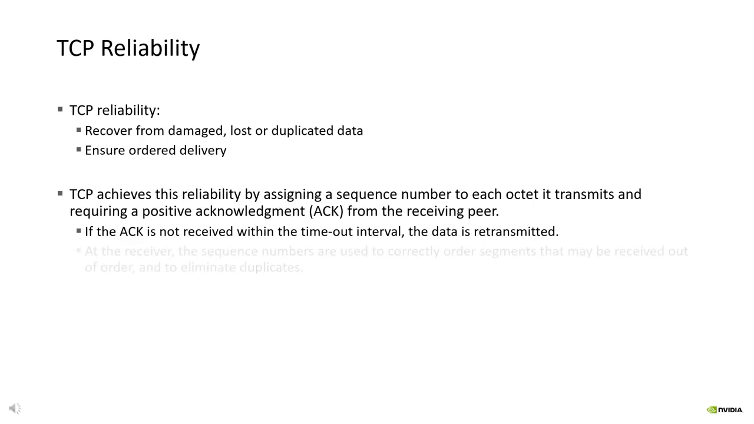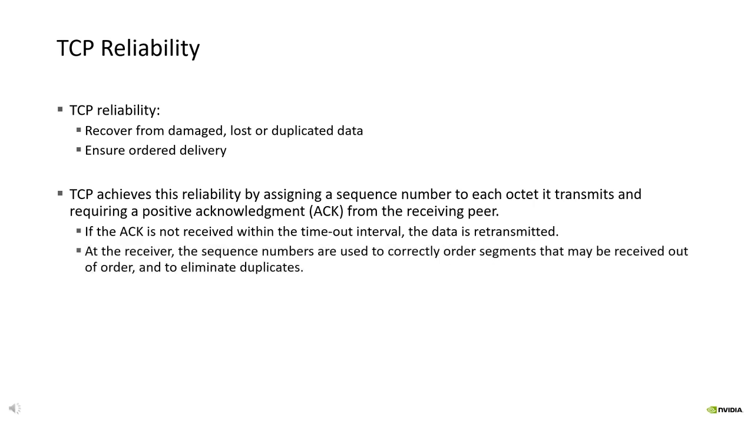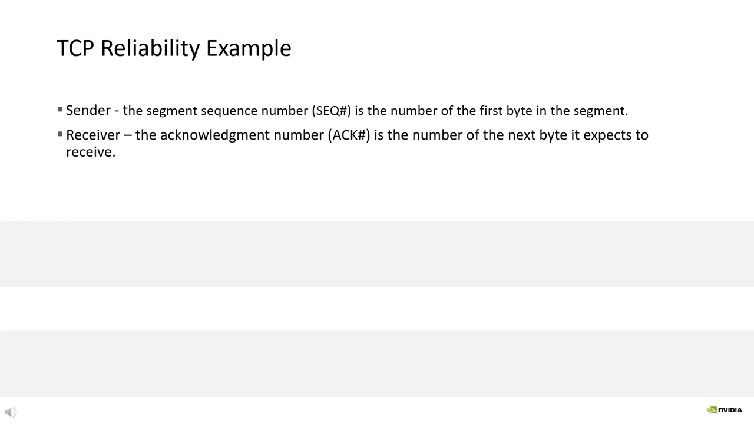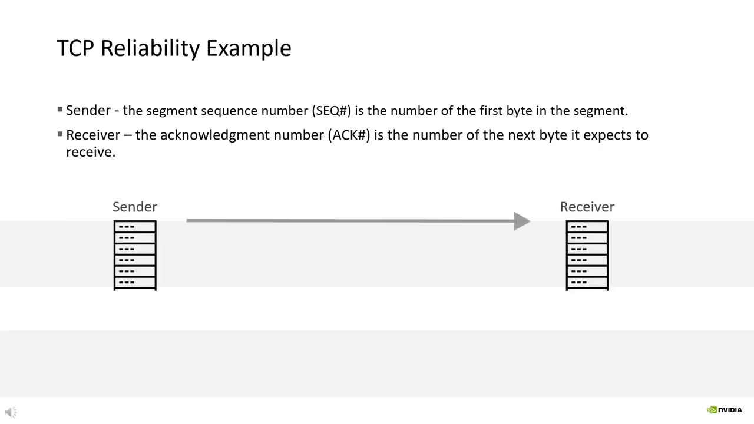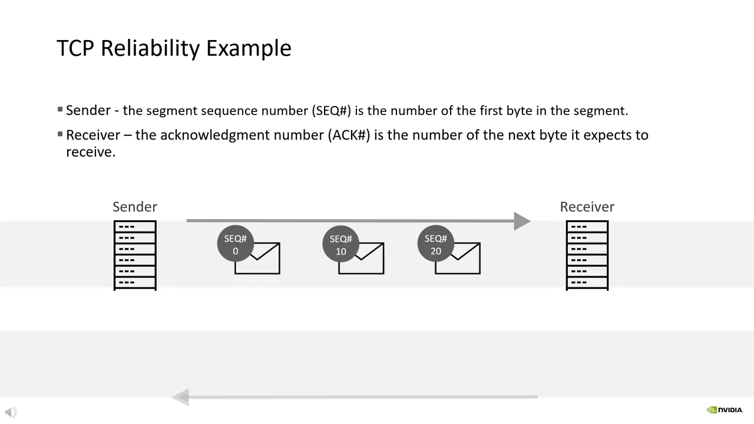At the receiver, the sequence numbers are used to correctly order segments that may be received out of order and to eliminate duplicates. Let's see a small example of how sequence and acknowledgement numbers are used. For this specific example, we will assume that when the session was established, it was agreed that the segment size is 10 bytes, and that the sender can send 30 bytes before expecting to receive an acknowledgement from the receiver.